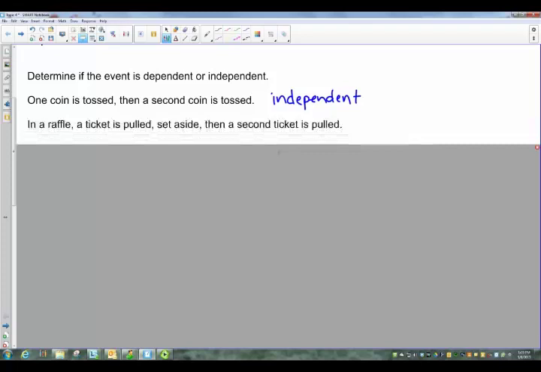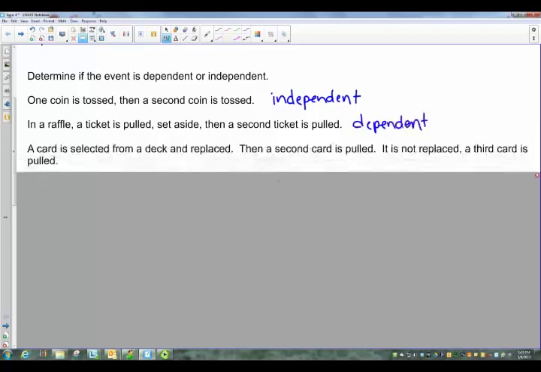Okay, now the second one. In a raffle, a ticket is pulled, set aside, and the second ticket is pulled. Now I kind of alluded to this already. But when you draw that first ticket out, you have one less to choose from, so your probability actually improves with that second pull. So the second pull is influenced by the first one, so we say that that is dependent.